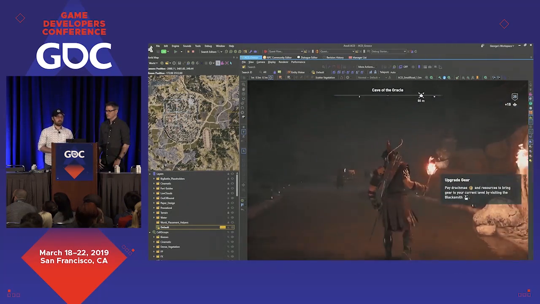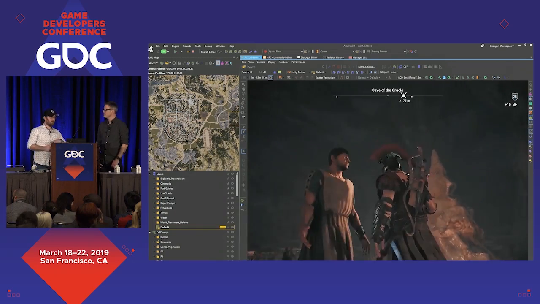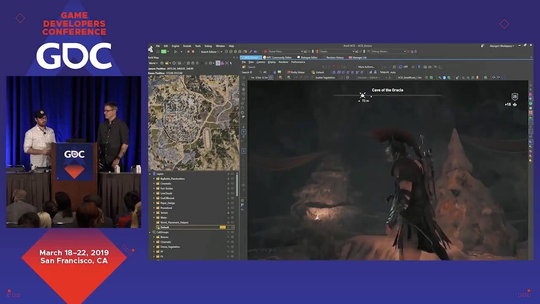The system was built on top of the Entity Maker, which was a tool that was created to allow us to create the numerous statues that you see in the world.